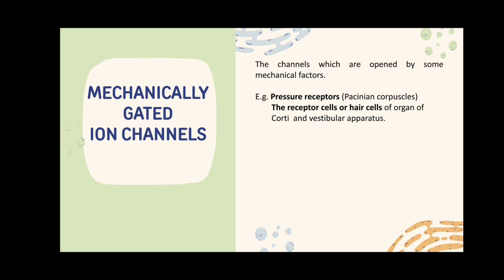Mechanically gated ion channels, the channels which are opened by some mechanical factors. Examples are pressure receptors, which are present in Pacinian corpuscles and the receptor cells of hair or hair cells of organ of Corti and vestibular apparatus.